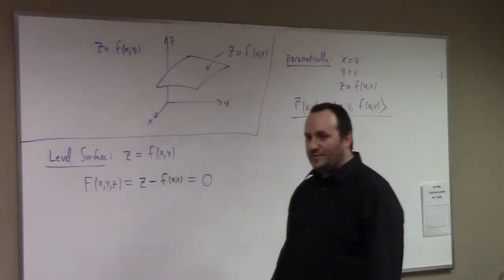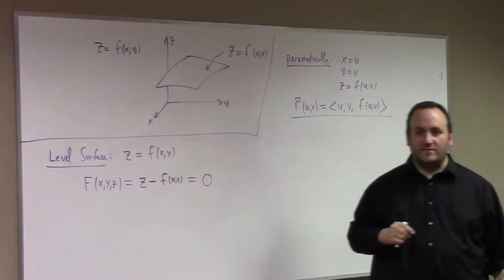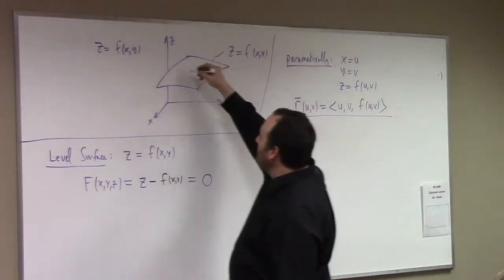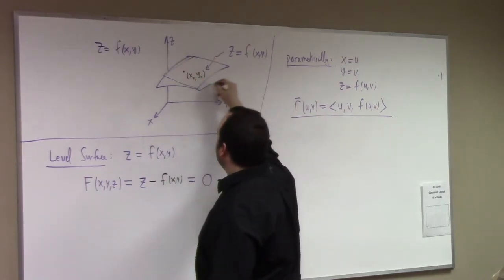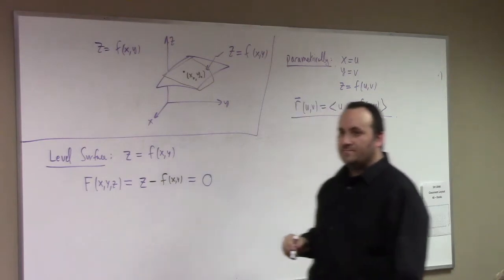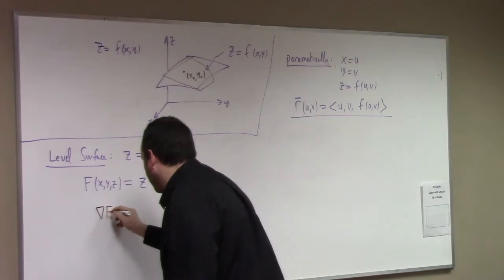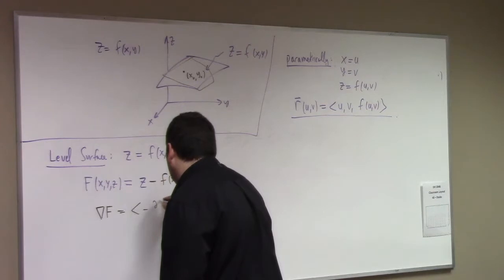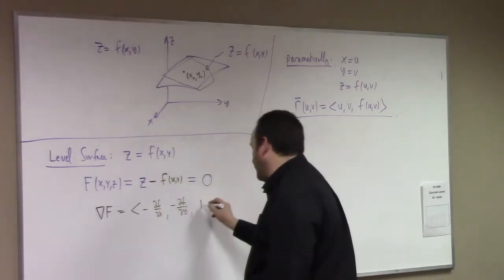So minus f of x, y, how about that? This equation has the graph as its solution set. So you want to find the tangent plane to the graph at a point, yeah? Suppose we're at the point x naught, y naught. We want to find the tangent plane there. What is it? So if we calculate the gradient of F, right, then that's what? It's minus partial f partial x, right? Minus partial f partial y, 1.